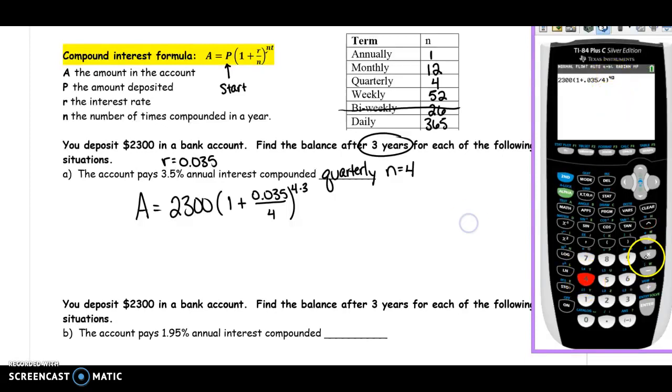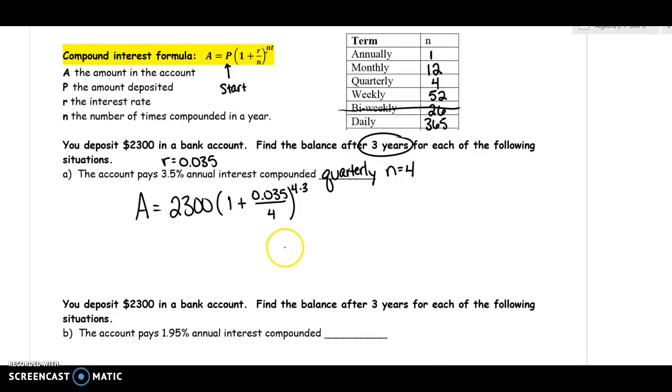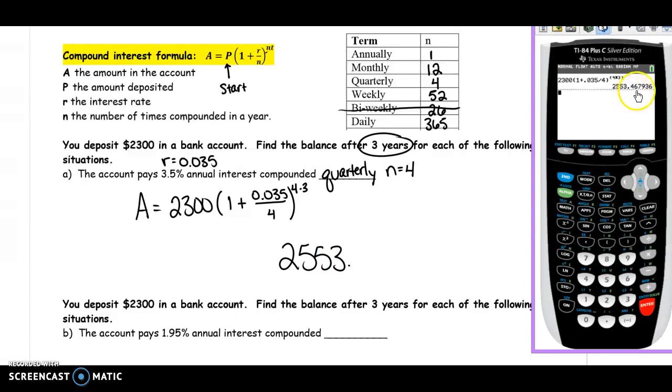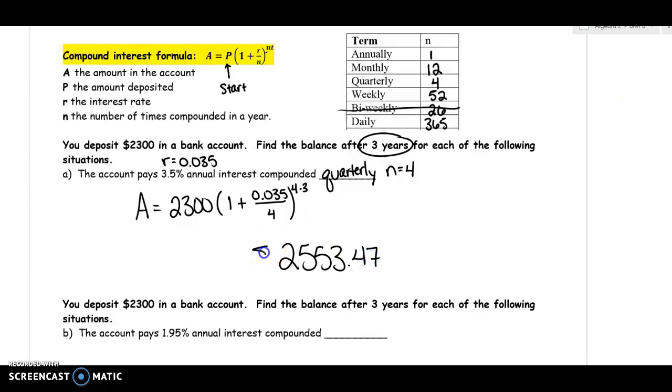so you can do 4 times 3 in the exponent without worrying about it, but you might want to do that math in your head if you're using a scientific calculator, or you might want to use parentheses around your 4 times 3. You want to make sure that all of that 4 times 3 is in the exponent. That gives us $2,553. And let's round appropriately. This would round up to 47 cents. And label it properly with a $ sign in front.